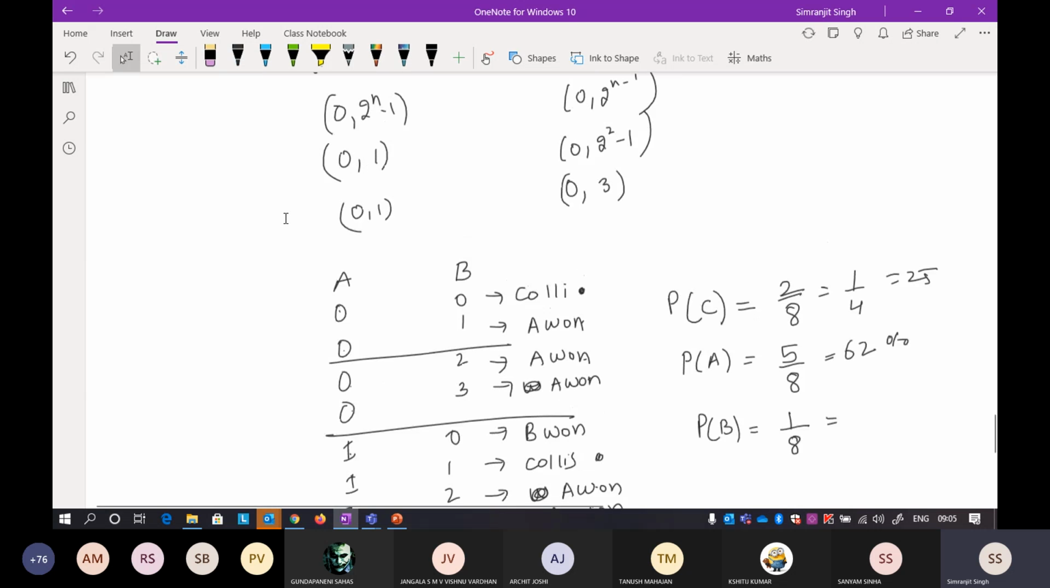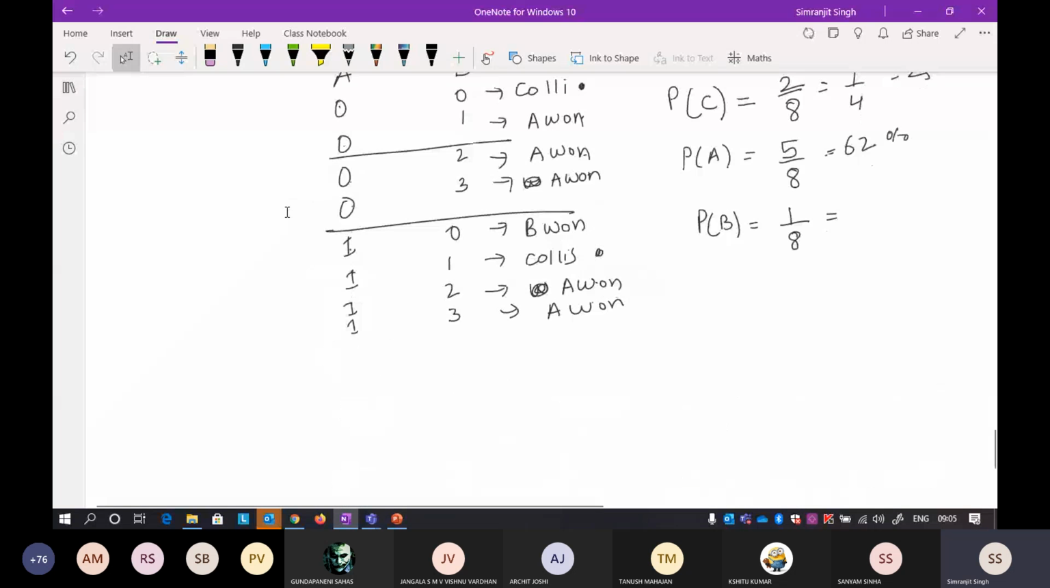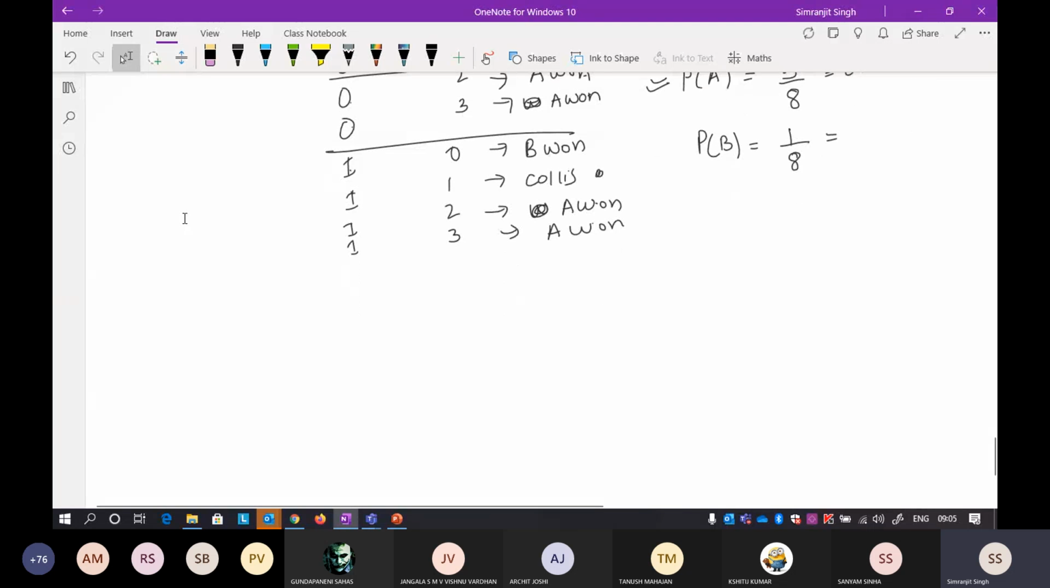Now, because the probability of A is higher to win again, if I again assume and take it to the third case, that third case will be that again A has won.